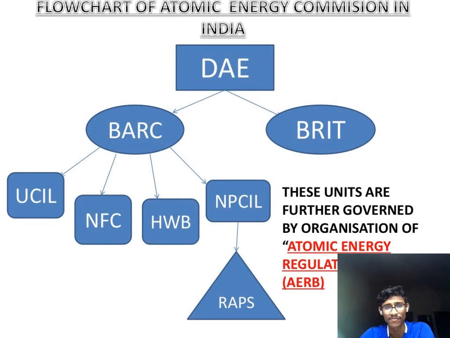That shows the major atomic energy commissions in India, which consist of GIE, BARC, BRIT, USIL, NFC, HWB, NPCIL, and RAPS. RAPS is most famous among all of these. So in the next slide, we are going to see how it progressed over the years.